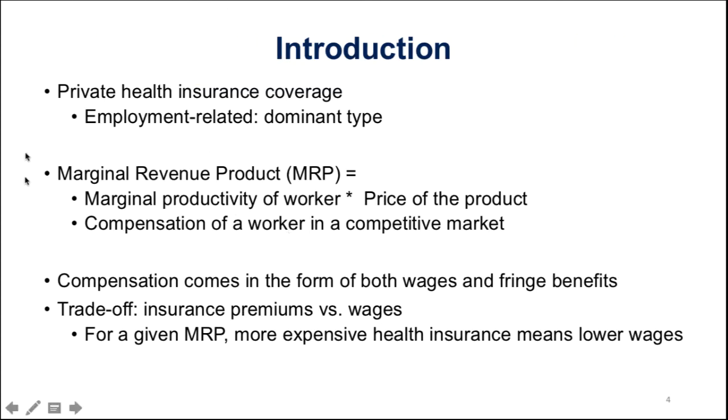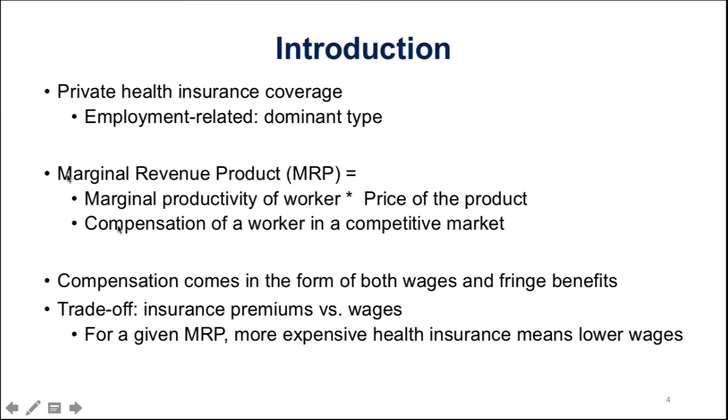Now, in the United States, employer-related insurance is the dominant type, and a smaller percentage of people buy insurance themselves. But let's see how employers decide how much they have to pay for their employees' insurance. They estimate that based on the total value of the product the employees produce for them. So how do we calculate it? The marginal revenue productivity of each worker is equal to the marginal productivity of each worker multiplied by the price of the product they produce each year.